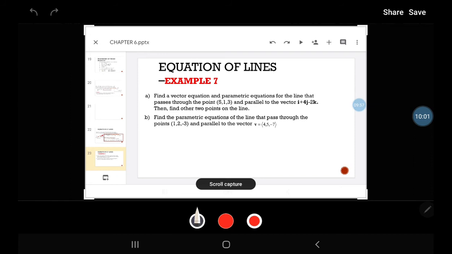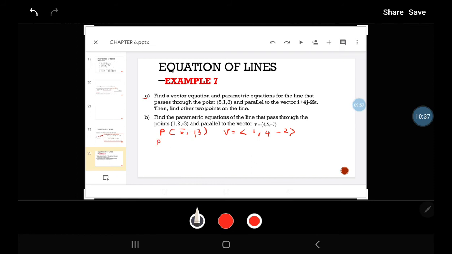So the first example, 7a, wants us to find the vector equation and the parametric equation. Don't be intimidated by these terms. It really is a simple thing. So now we know our point is the static point, which is (5, 1, 3), and our vector is (1, 4, -2). Okay, we are now trying to solve example a first, right?